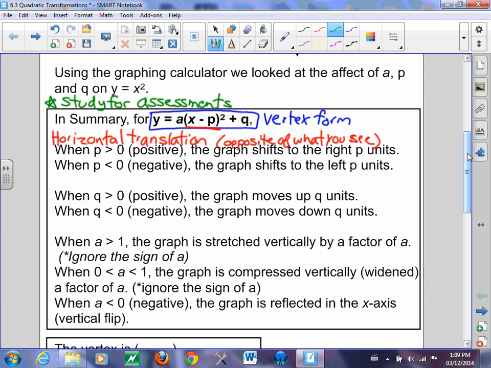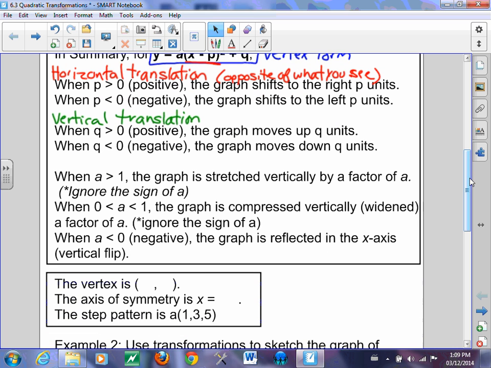Q, ladies and gentlemen, the effect of Q, that does your up and down shift. So that is your vertical shift or vertical translation, up or down. And then, ladies and gentlemen, A does a couple things.